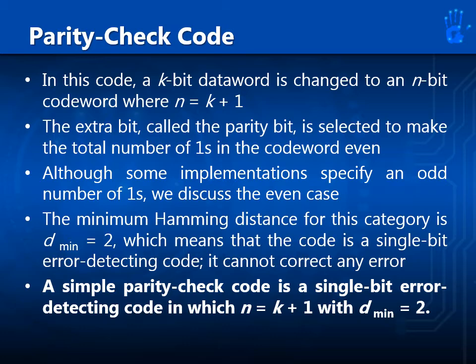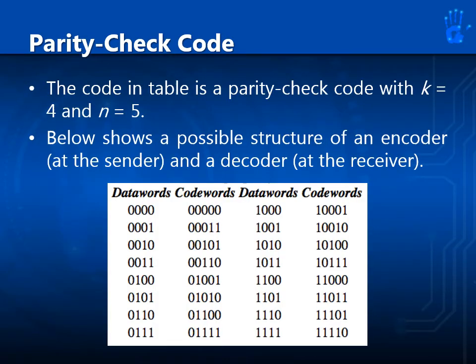The minimum Hamming distance for this category is d sub min equals 2, which means that the code is a single-bit error detecting code. It cannot correct any error. Let's take a look at an example for a parity check code. The code in the table is a parity check code with k equals 4, so there are 4 bits in the data word. With the addition of 1 parity bit, the bits in the code word become 5.